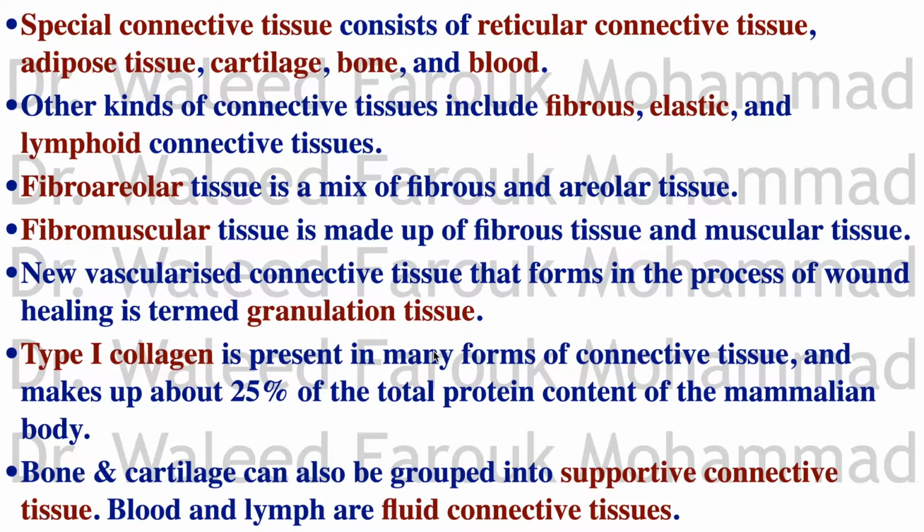Now, the fibers of the connective tissue are composed of type 1 collagen fibers, and it constitutes 25% of the total protein content in the body. Bone and cartilage, as mentioned before, are part of special connective tissue, and it's considered to be supportive connective tissue. It supports the body, while the blood and lymph are considered fluid connective tissue. So pay attention to this fact, please, because we will study blood as a tissue after we are done with the connective tissue.